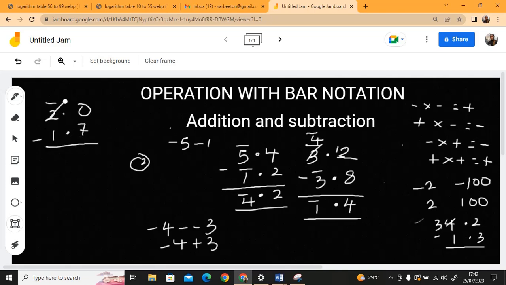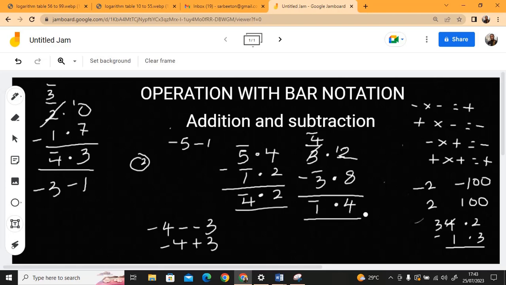When you borrow 1 from here, this will become bar 3. That's what it becomes. Then you bring it here, it becomes 10. 10 minus 7 is 3. Now you have bar 3, so it will be minus 3. Now this one does not have bar. That is minus 1 because of this minus here. Minus 3 minus 1 is what? Minus 4. So that is that for that one.